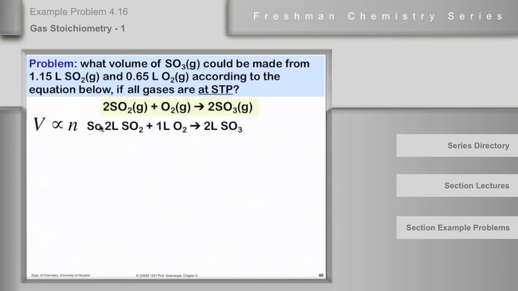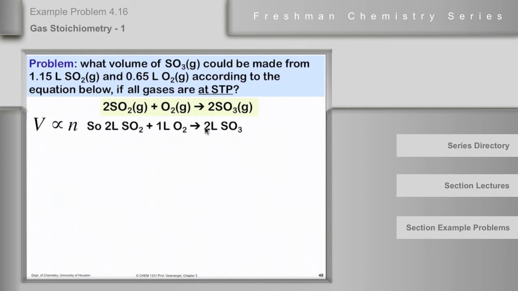So at STP, 2 liters of SO2 should react with 1 liter of O2 to give 2 liters of SO3 according to the balanced chemical equation. Liters react with liters to give liters. That's cool. That's different. All right? Now, we aren't given 2 liters of SO2 and 1 liter of O2. We're given 1.15 and 0.65.